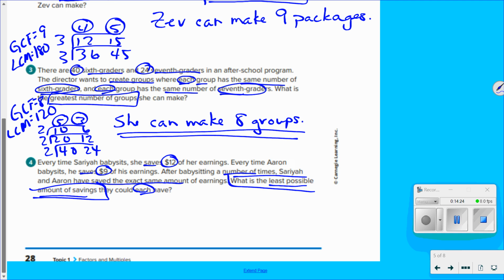So we're going to start the same way. 9 and 12. Can I divide by 2? By 3? Yes, so I do it. 3 gives me a 3 and a 4. One of my key numbers doesn't go into 4, so I know I'm done. My GCF is 3. My LCM is 3 times 3 is 9. 9 times 4, 36. So what's the least possible amount they could both have? 36.